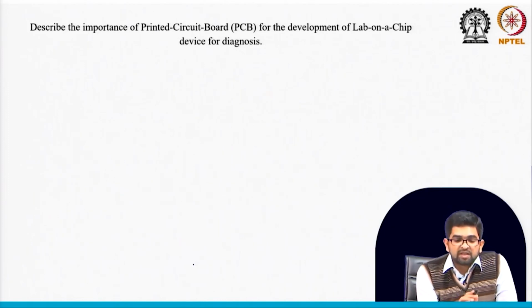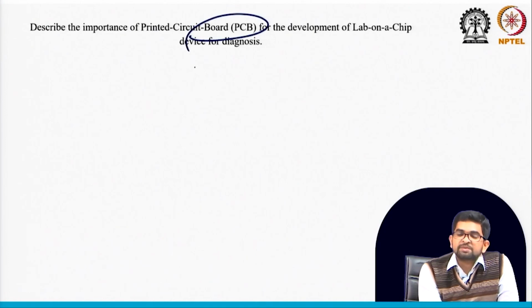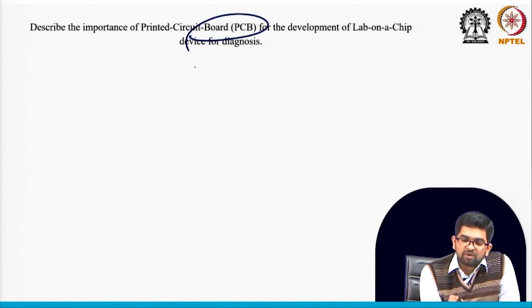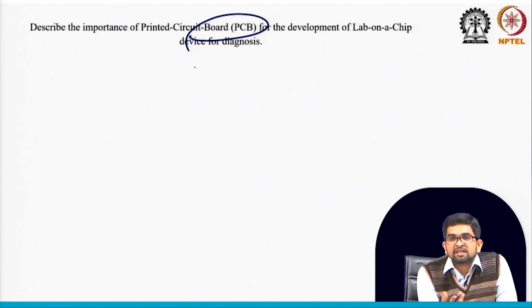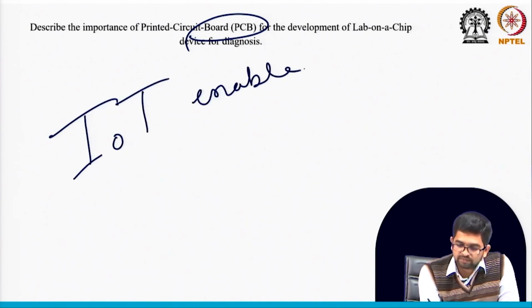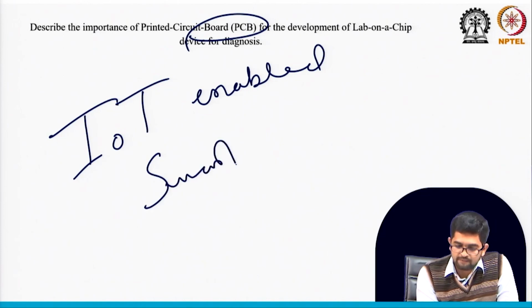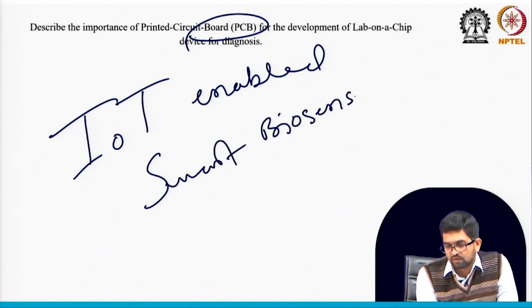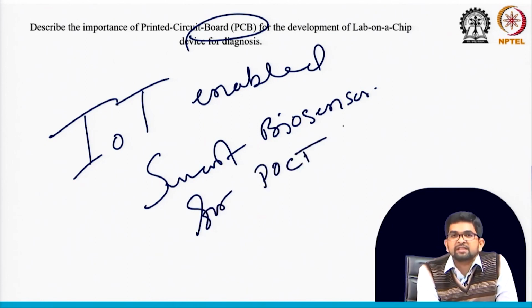Yes, the problem that I told you in the last slide, describe the importance of the printed circuit board for the development of the lab on a chip, that I taught you. Now, let's use PCB for biosensor development. Why do you need the PCB? Because you can easily integrate your electronic part on your biosensor. You can make an IoT enabled smart biosensor for POC, point of care testing. That's why you need the printed circuit board.